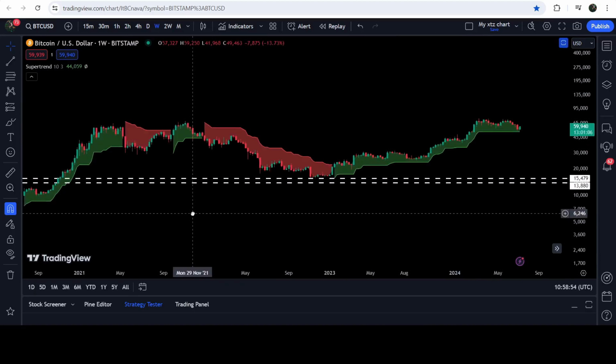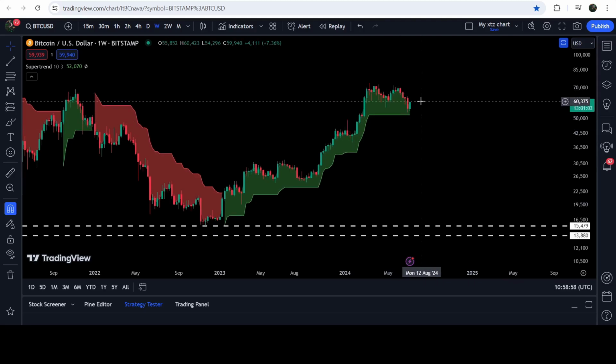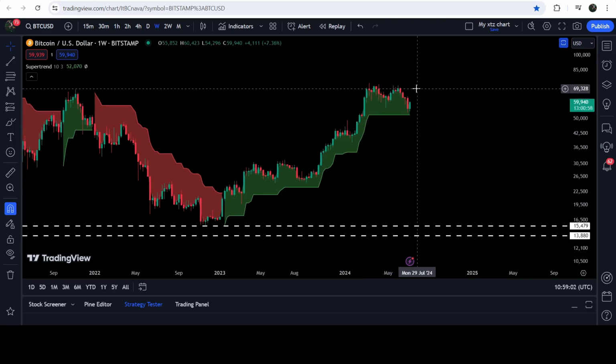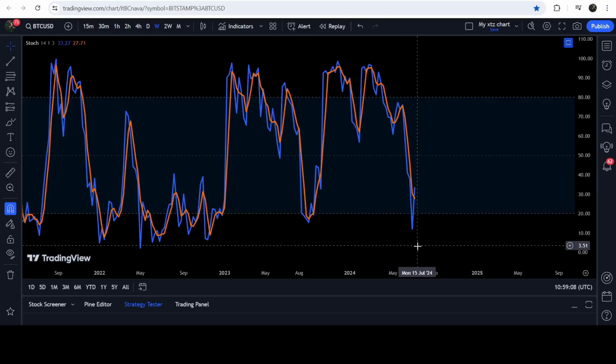This time you can see that it is showing us that we are still in a bull run, and if we break it down, then a very long-term bearish trend can start. We have formed a double top here, but at the same time, you can see that stochastic has just turned from the oversold zone and turned bullish. You can see that we have received this bull cross, like this blue line has crossed up the orange line.